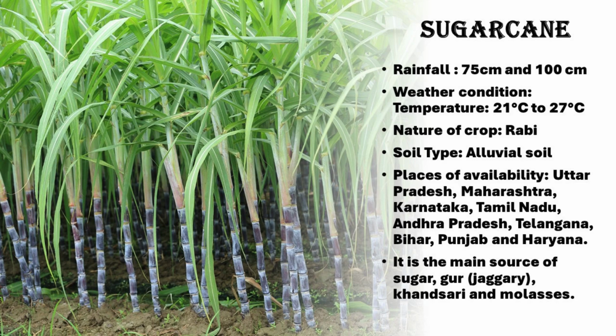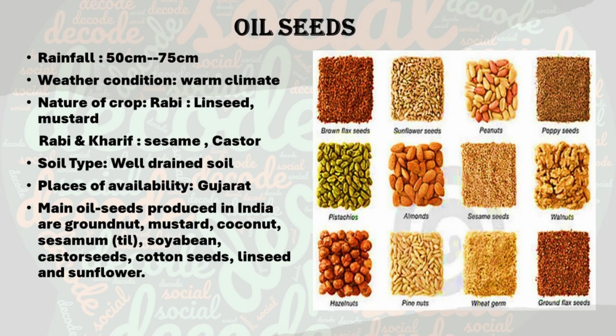The next is about the oil seeds. India is one of the largest producers of oil seeds. They are used to make edible oil, soap, cosmetics and ointments also. The main oil seeds include groundnut and mustard, soya bean, coconut, sunflower. So each oil seed is grown in different regions.